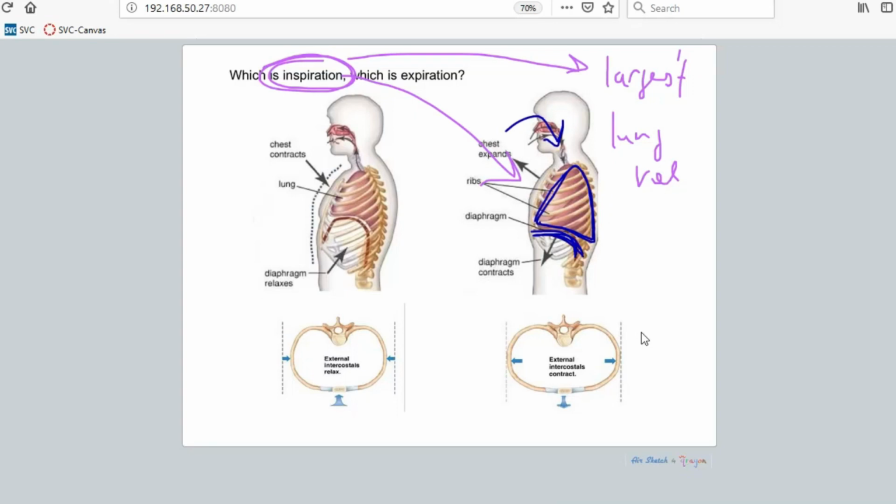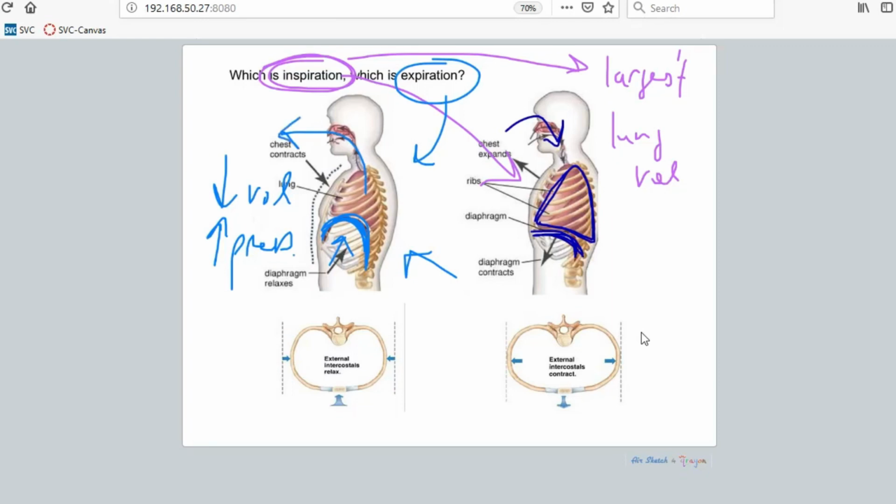Then what about this situation over here? Well, that means this situation over here is expiration. And here you can see that the diaphragm is relaxed. And when the diaphragm is relaxed, it's basically pushed further up into the thoracic cavity. Okay, so that decreases the volume of the lungs, increases pressure, and that allows air to move out of the lungs.